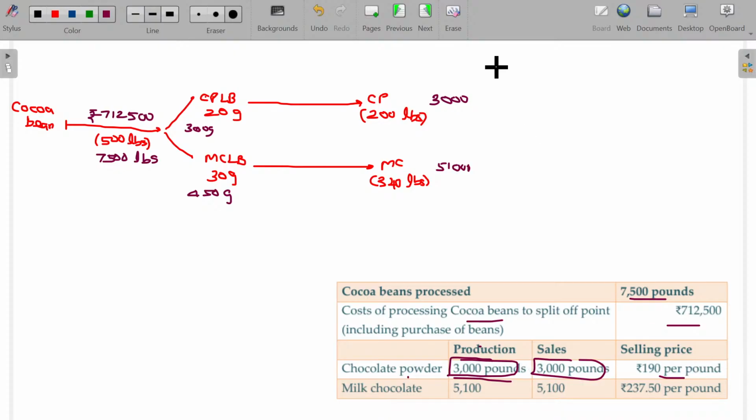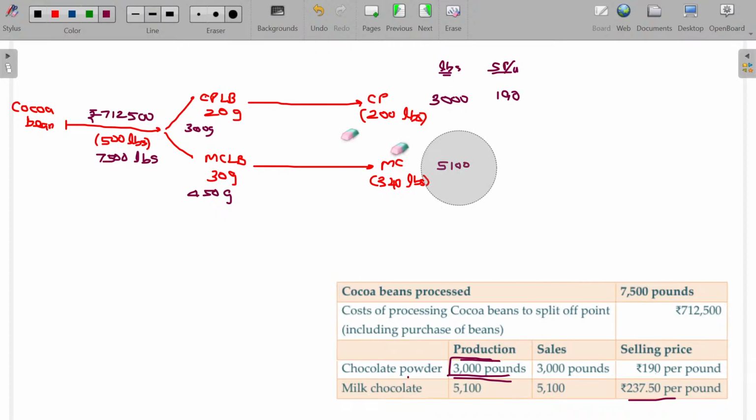And selling price being 190, and this is 237.5. This one is 5,100. 237.5.